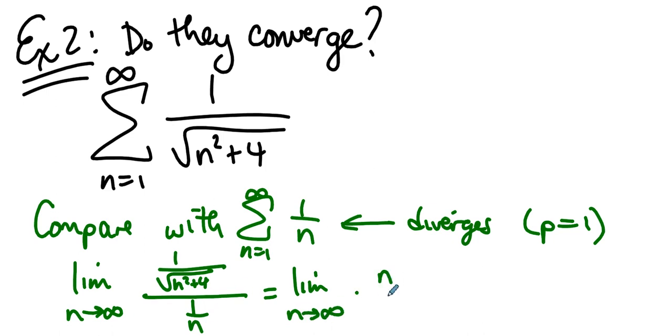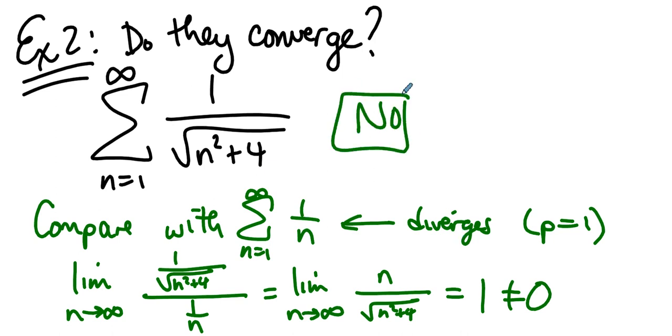Well, algebra. And then this limit is definitely 1, and 1 is definitely not 0. So we got a number 1. What does that 1 mean? It means that these two series grow at the same rate. And if these two series grow at the same rate, and this one goes to infinity, this one goes to infinity. So it does not converge.